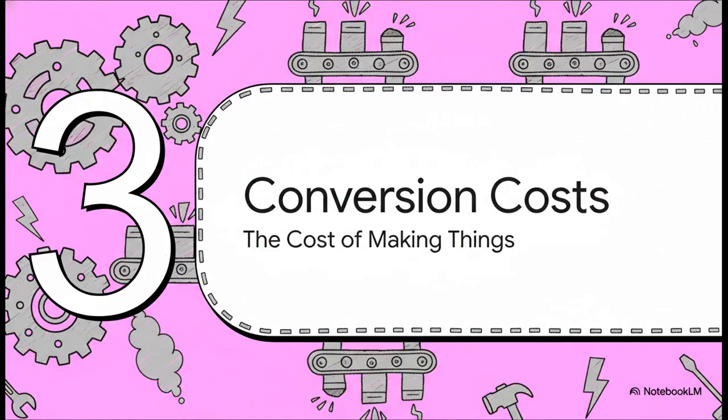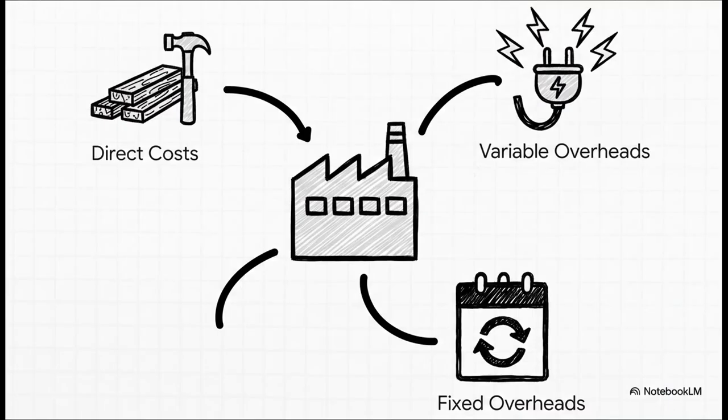All right, so we've talked about buying goods. Now let's shift gears and talk about making them. This brings us to conversion costs, which is just a fancy way of saying all the expenses from the factory floor that turn raw materials into finished products. Generally, we split conversion costs into three main groups. You've got your direct costs. That's the easy stuff, like the wood to make a chair.